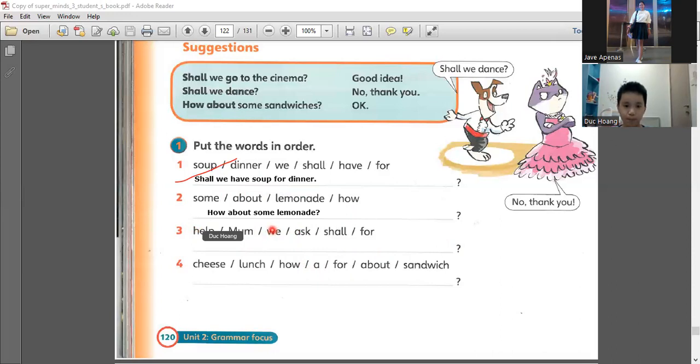How about some lemonade? Okay, that is right. That's how you're gonna ask a question. Okay, very well done. All right, good job. Let me have a check. Okay, how about number three? Okay, how about that one? What do you think is the correct order of the words there? Yeah, in number three.